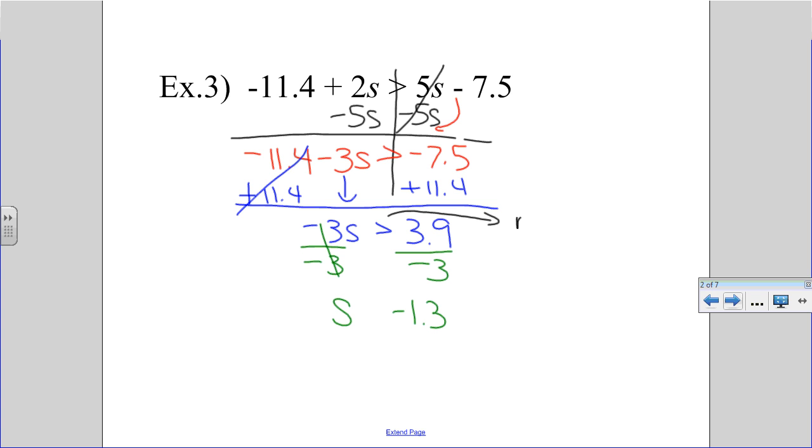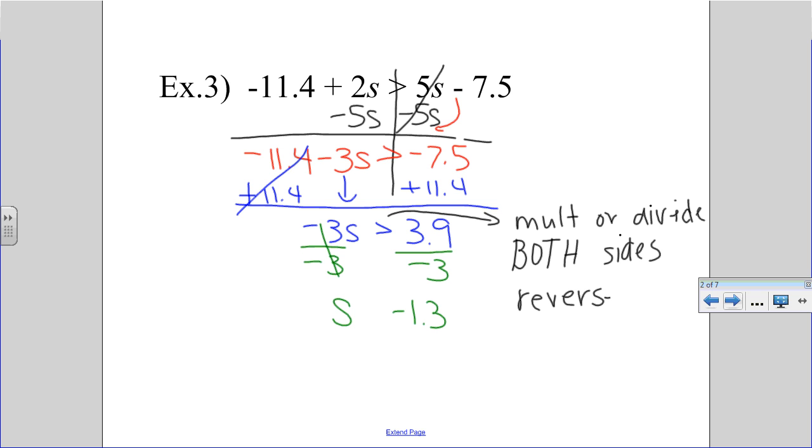If you multiply or divide both sides. Okay, ladies and gentlemen, just because there's a negative in the problem doesn't mean you're going to do this. But if I am dividing both sides by a negative, you have to reverse the inequality.